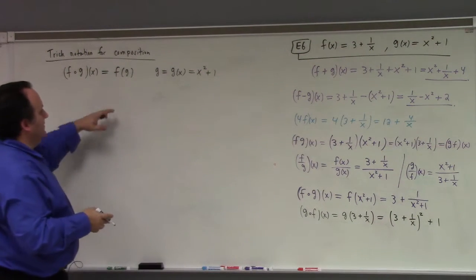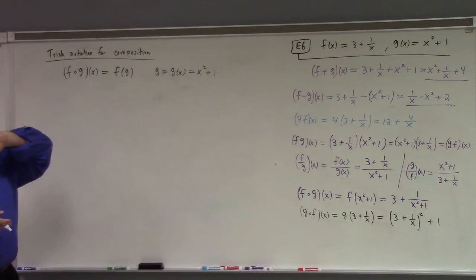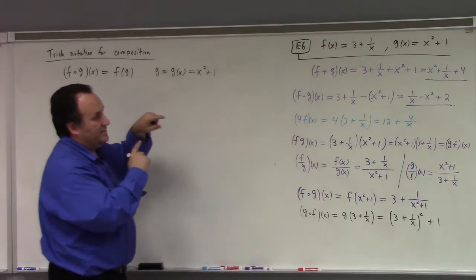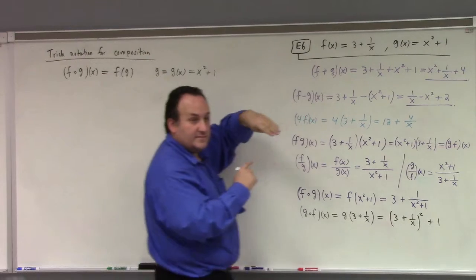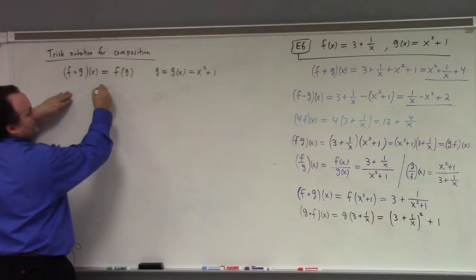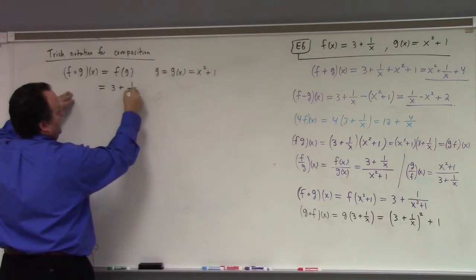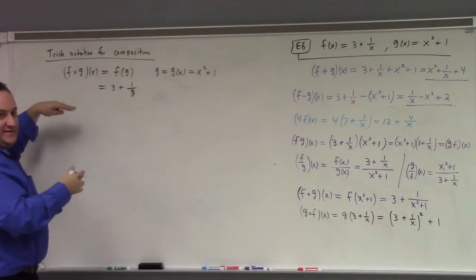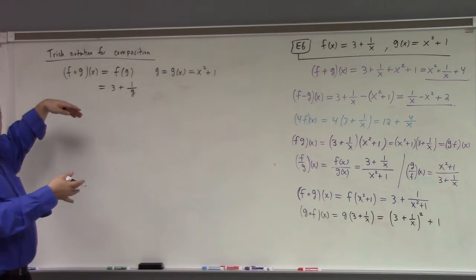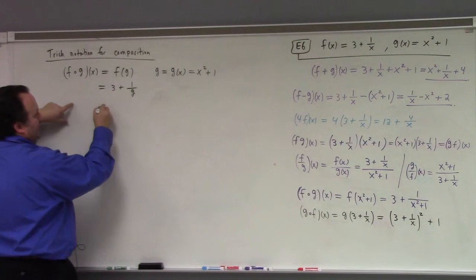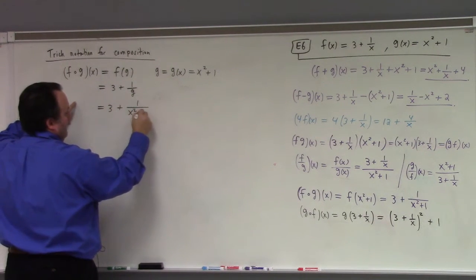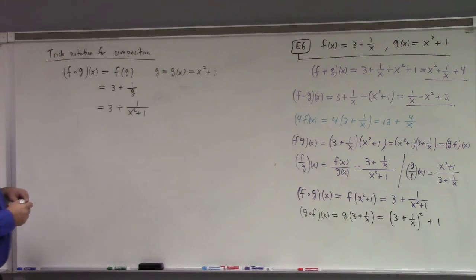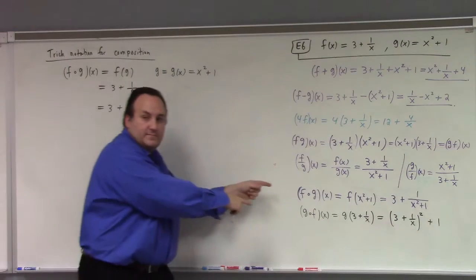Fine. What would f of g mean? That just means that you take the formula for f and put g in the place of x. So we get 3 plus 1 over g. That's an easy step, right? And then I take that and put in what g of x is. Maybe that makes more sense to you than me just doing it down here.